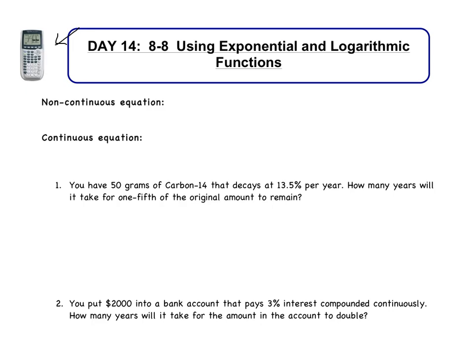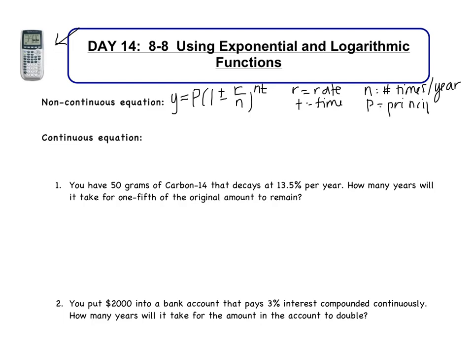It's the one that says y equals p times (1 plus or minus r over n) raised to the nt. In this case, r was the rate, t was the time, n was the number of times per year, and p was the principal or starting amount. Okay, so that was the non-continuous equation.